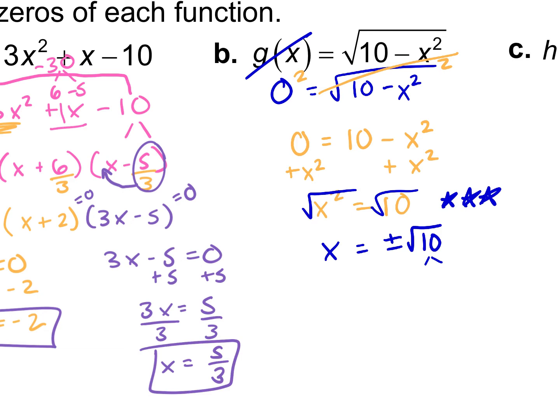If you can't, just leave it. Our two factors of 10 are 2 and 5. So we don't have any pairs to simplify. So that's as simplified as we can go. So our zeros for this function are positive and negative square root 10.